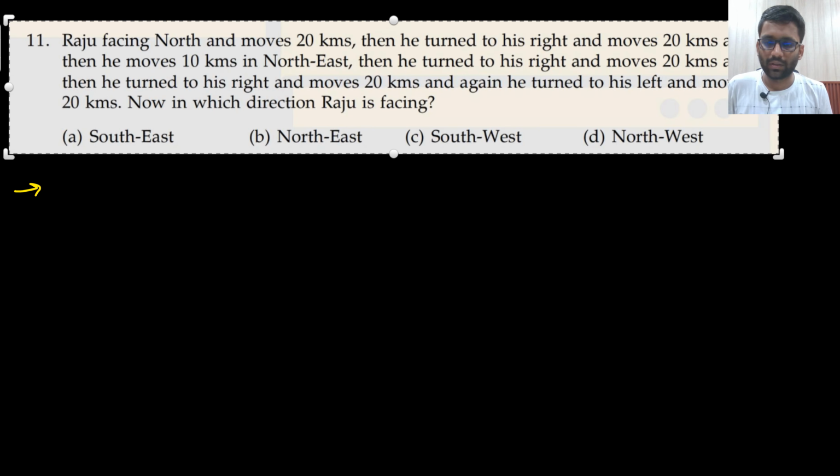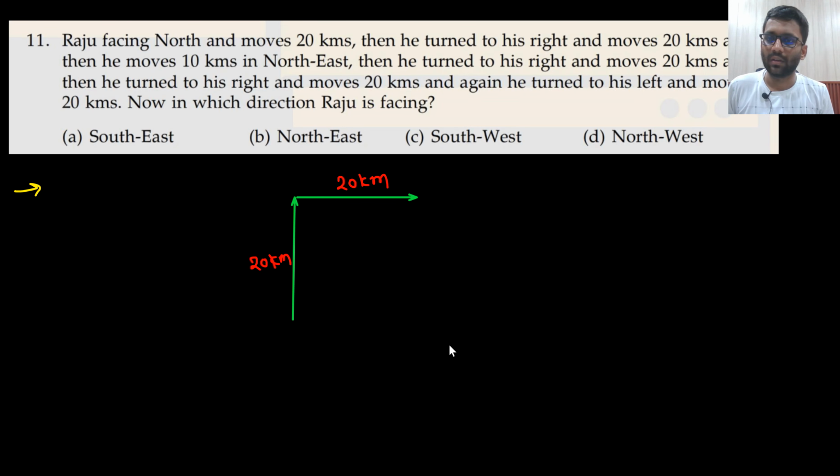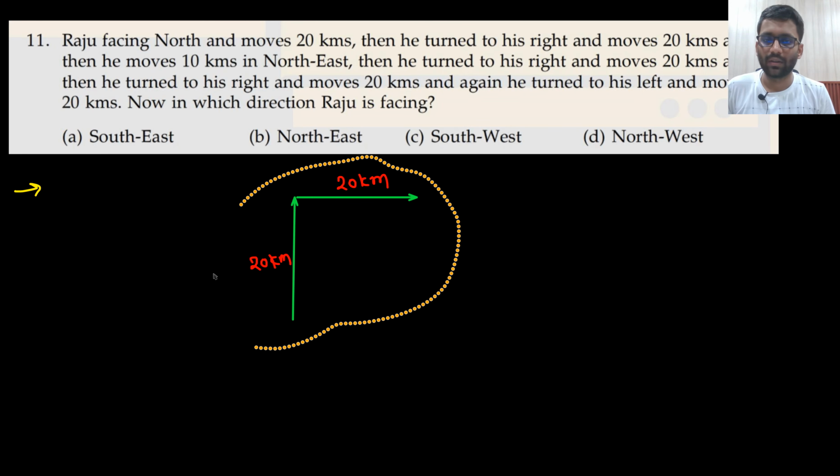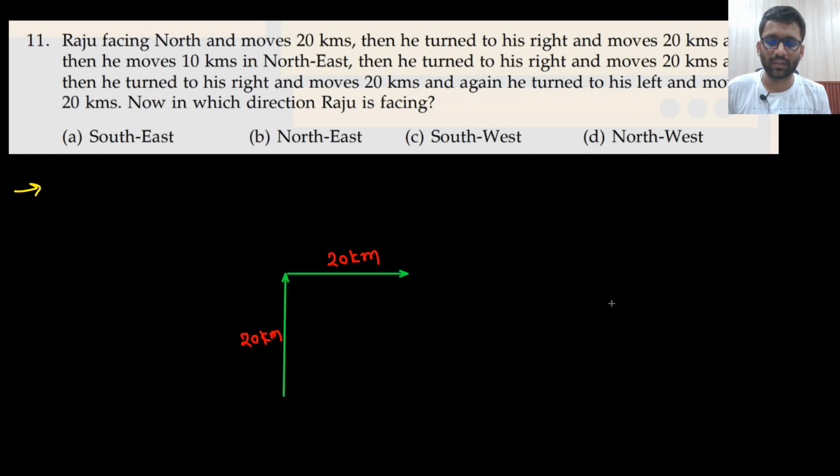So Raju facing north moves 20 kilometers. Then he turns to his right and moves 20 kilometers. Again he moves 20 kilometers, turning to his right. And then he moves 10 kilometers in northeast. Okay. 10 kilometer in northeast. So better we should make the diagram.